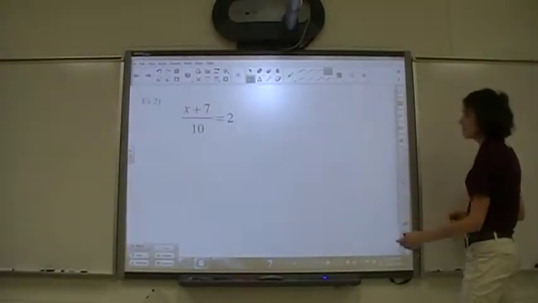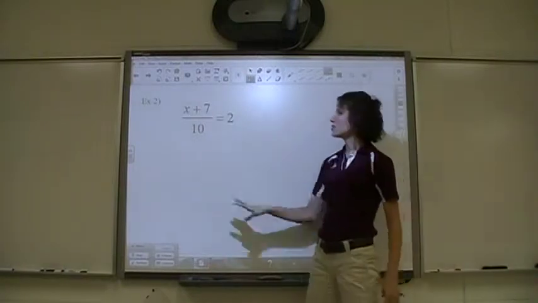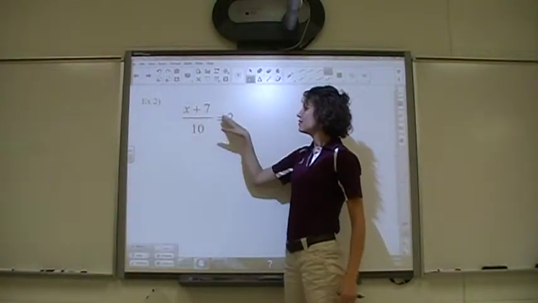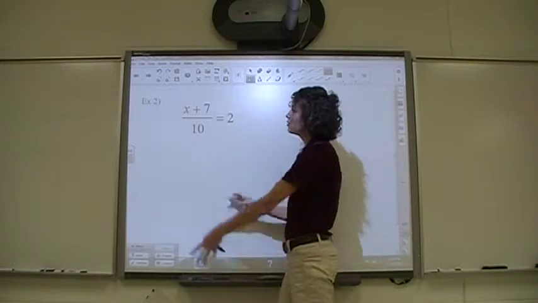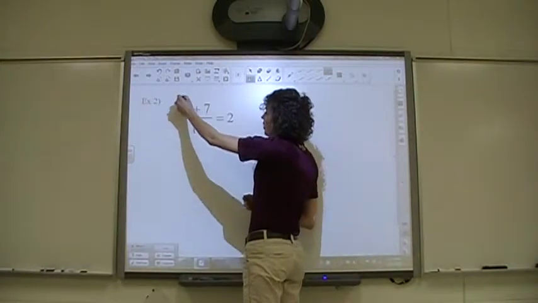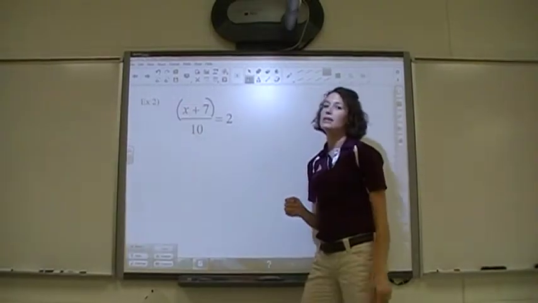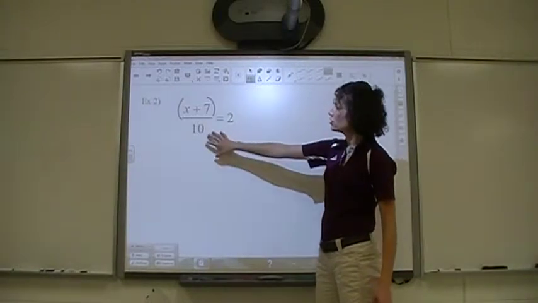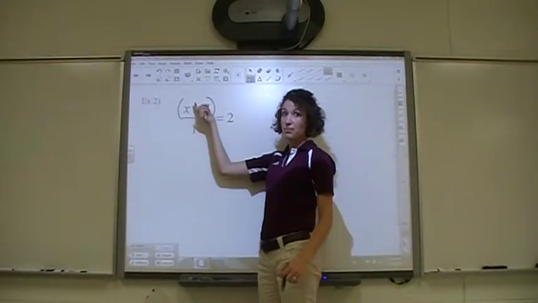Alright, let's look at another example. Now in this case, we have x plus 7 divided by 10. Now, when you have all of this x plus 7 on top, I want you to think of that being a quantity on top, okay? So, first what you need to do is get this x plus 7 by itself.